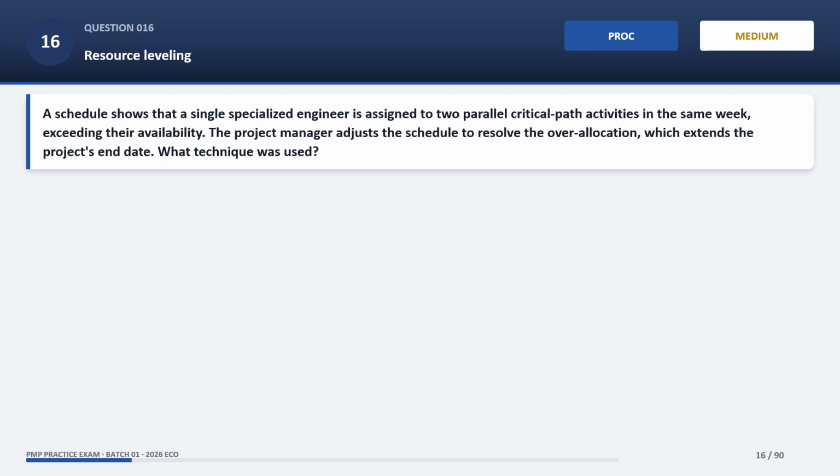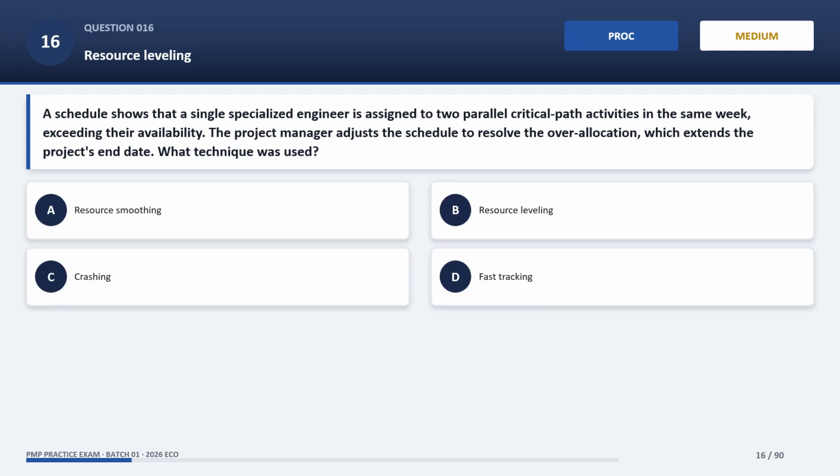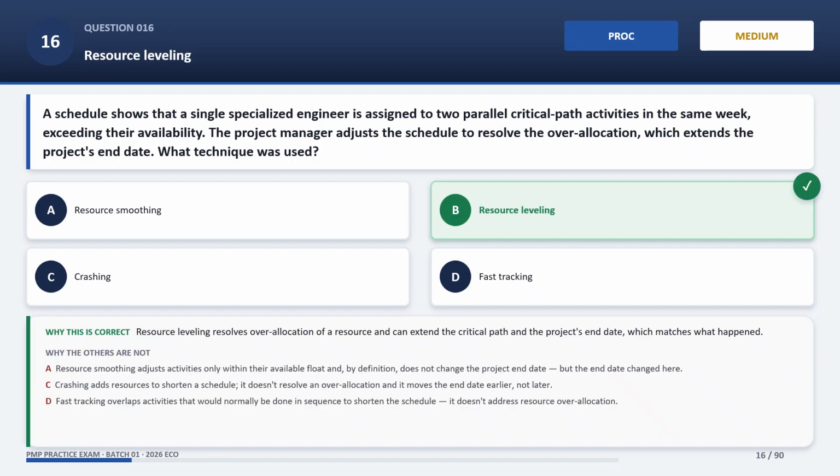A schedule shows that a single specialized engineer is assigned to 2 parallel critical path activities in the same week, exceeding their availability. The project manager adjusts the schedule to resolve the over-allocation, which extends the project's end date. What technique was used?